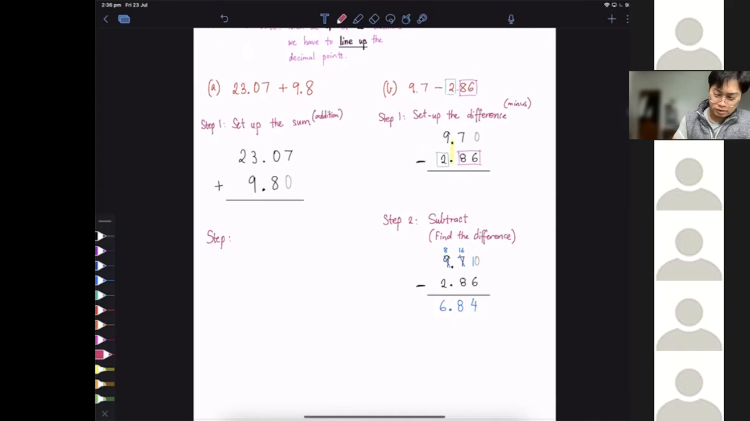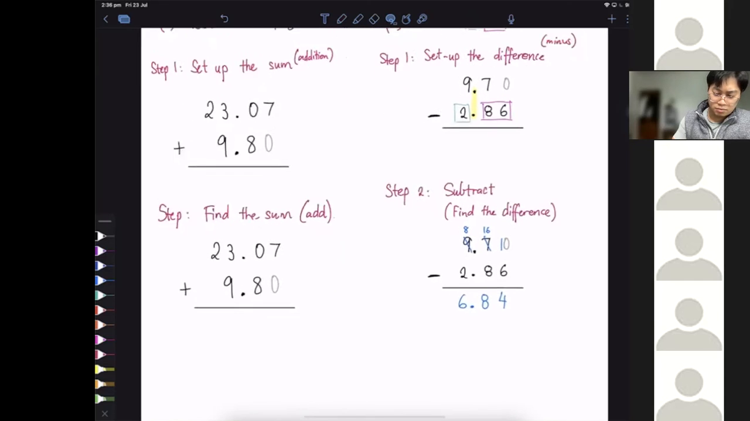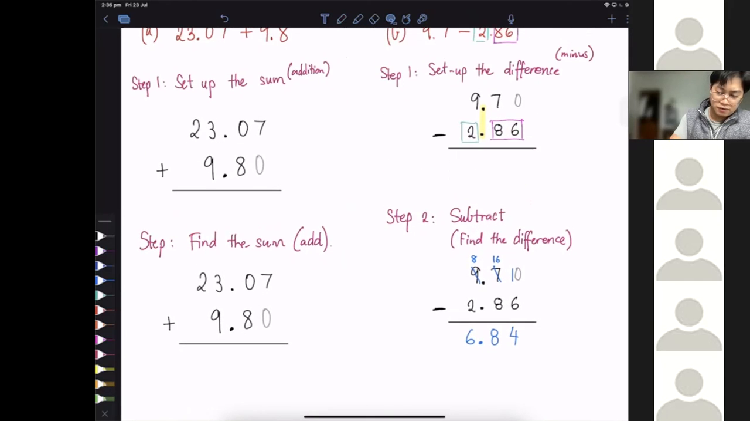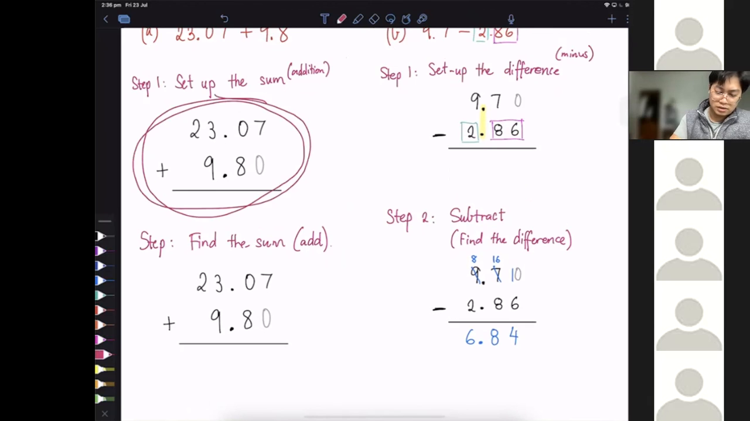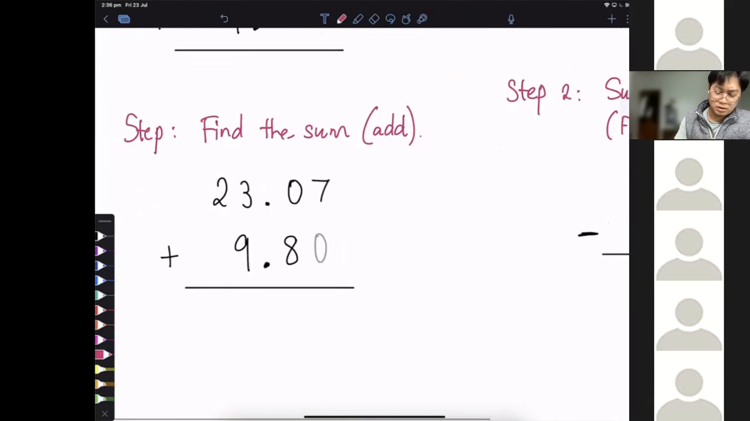Step 2. Find the sum. Or in other words, add. Now, this setup here, I'm not going to ruin it, so I'm just going to copy it here. But if you were to do it, just do it on here, yeah? You do it on the one thing. You set it up and you do it on the same spot.